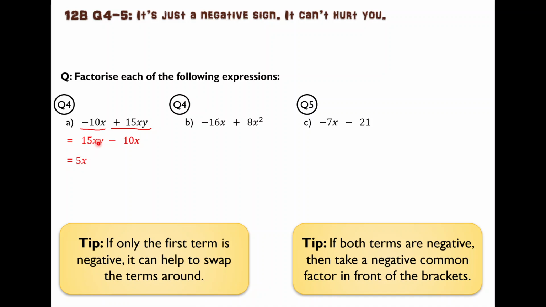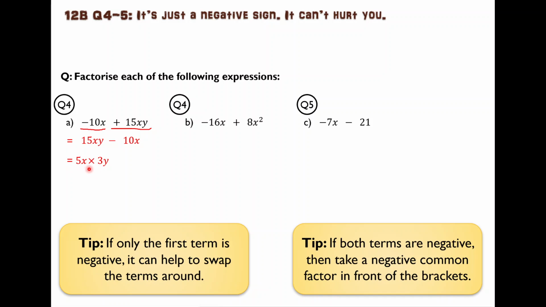Now I need to write each of these terms as 5x times something. Here I've got 15xy. Let's look at the number part first. 5 times something gives 15. 5 times 3. And do I need to multiply by a letter to put a letter on the end? Yes, I'll need to multiply by y. Just check for yourself, either in your head or on paper. 5 times 3 will give me the 15. So I'll have 15 times x times y, which is exactly what I have here. So I've written the same term, just in a different way.